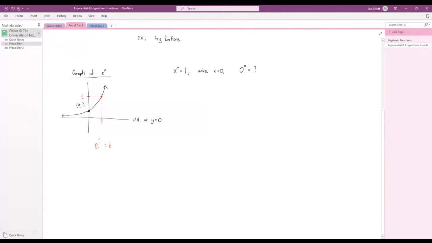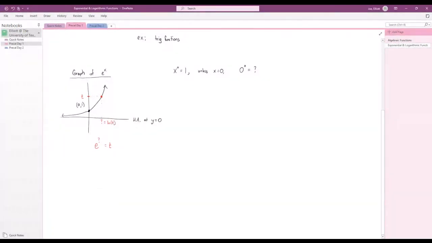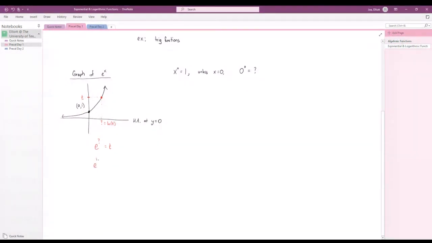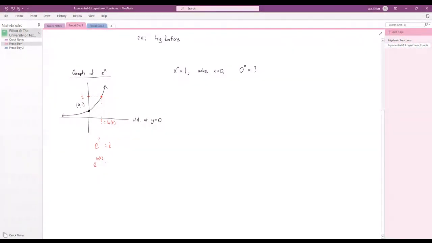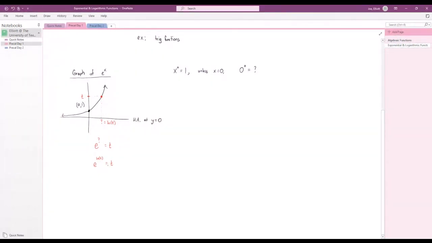So this mystery number here on the x-axis, we call that number the natural log of t. Essentially, the natural log is the solution to this equation: e to what power will give you this number t? What number do you have to raise e to? The answer is the natural log of t. That's the idea of the natural log function.